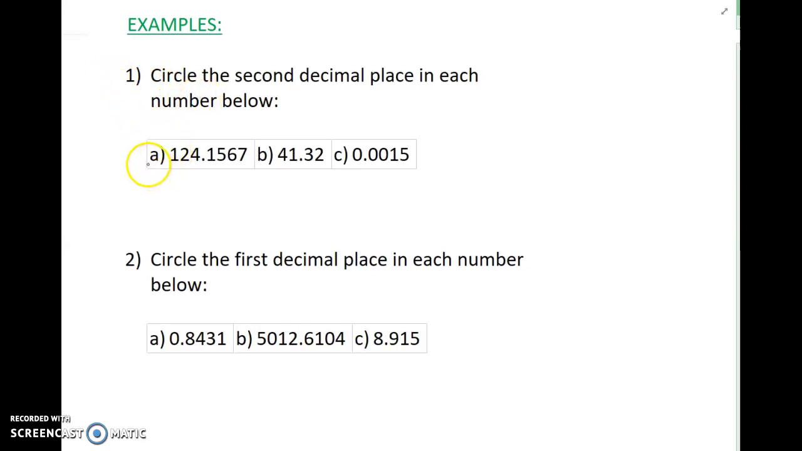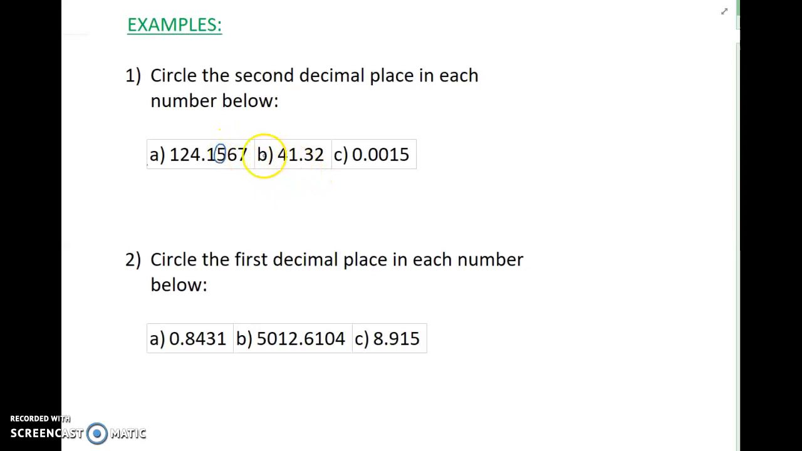So we're looking at A first. So A is 124.1567. So the second decimal place, let's locate that, right? So we have our point right here. The number right after the point on the right hand side is your first decimal place, right? And my second decimal place would be the one right after, which would be 5. Cool? And then just for reference, the 6 is the third decimal place, 7 is the fourth decimal place.